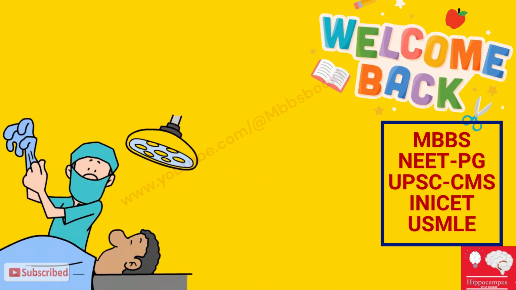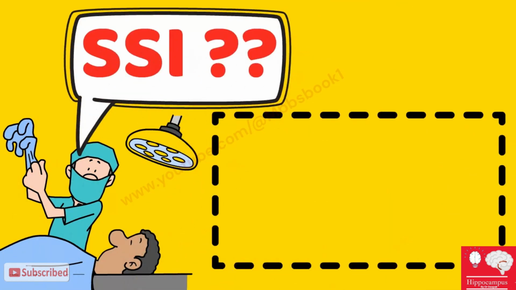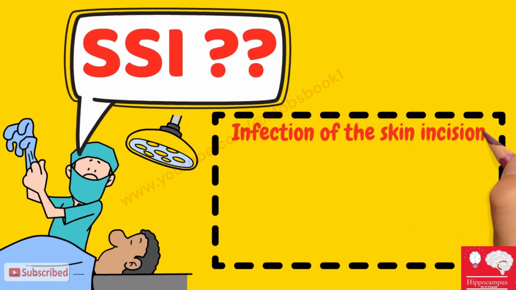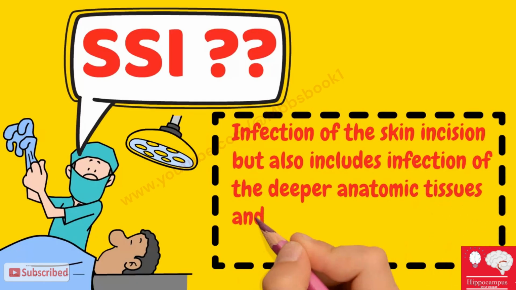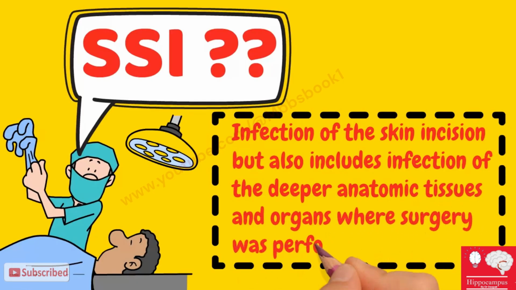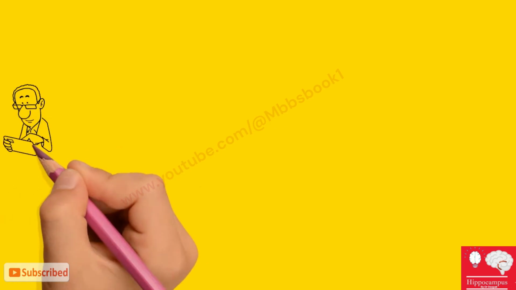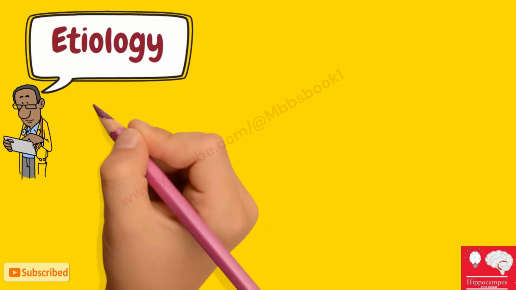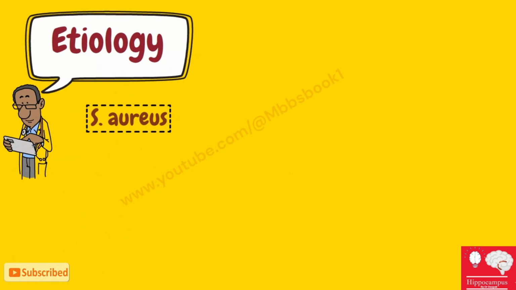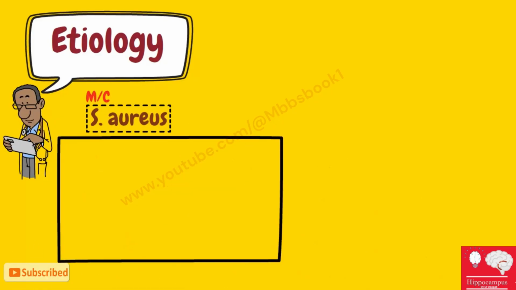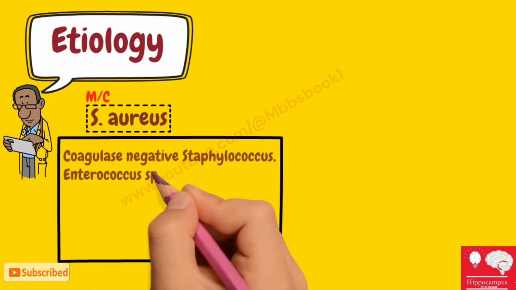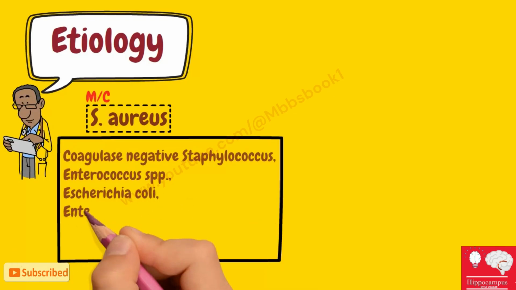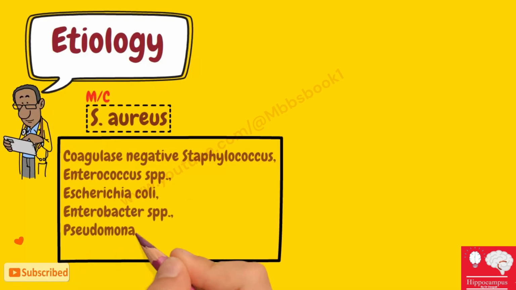Hello, welcome back. The term surgical site infections refers to infection of the skin incision, but also includes infection of the deeper anatomic tissues and organs where surgery was performed. Now, let's talk about etiology. Overall, Staphylococcus aureus is the most common surgical site infection pathogen, but other common pathogens include coagulase-negative Staphylococcus, Enterococcus species, E. coli, Enterobacter species, and Pseudomonas aeruginosa.